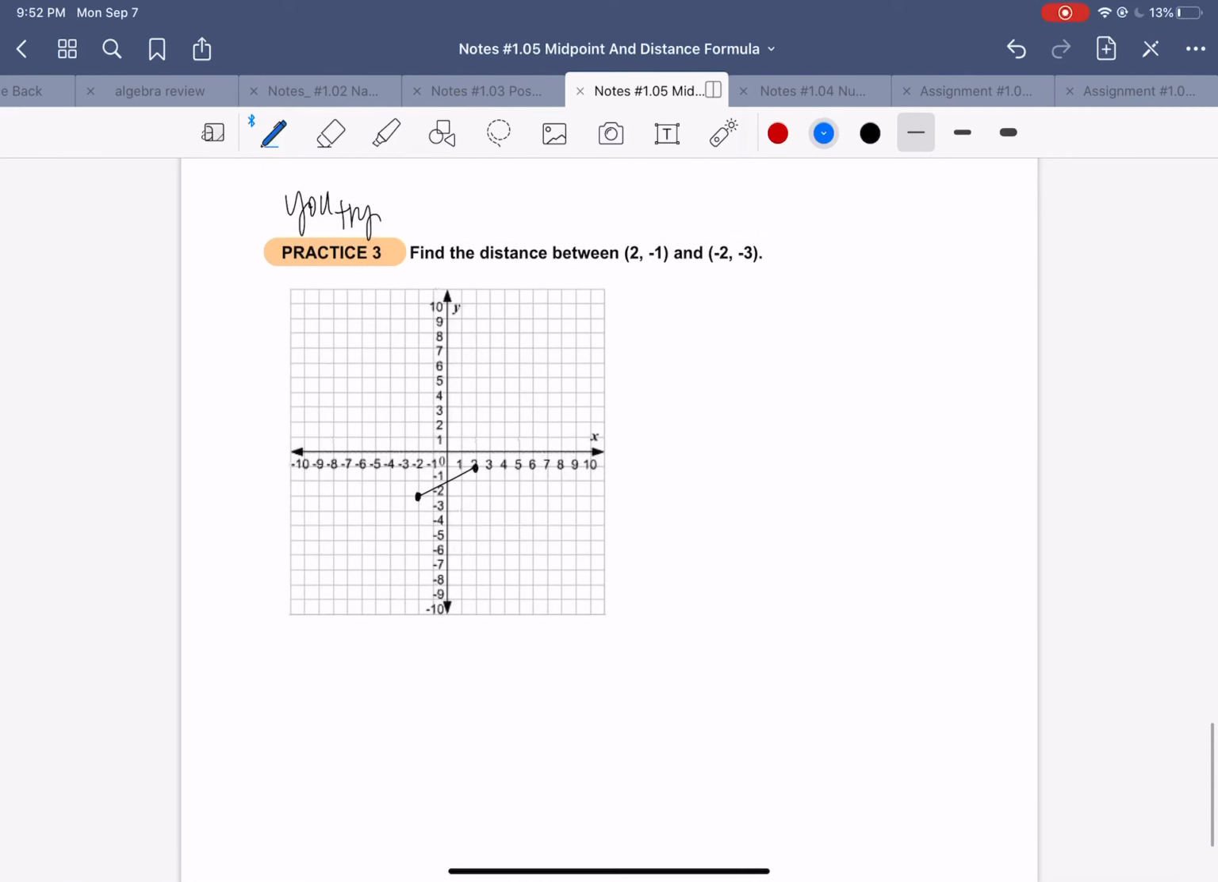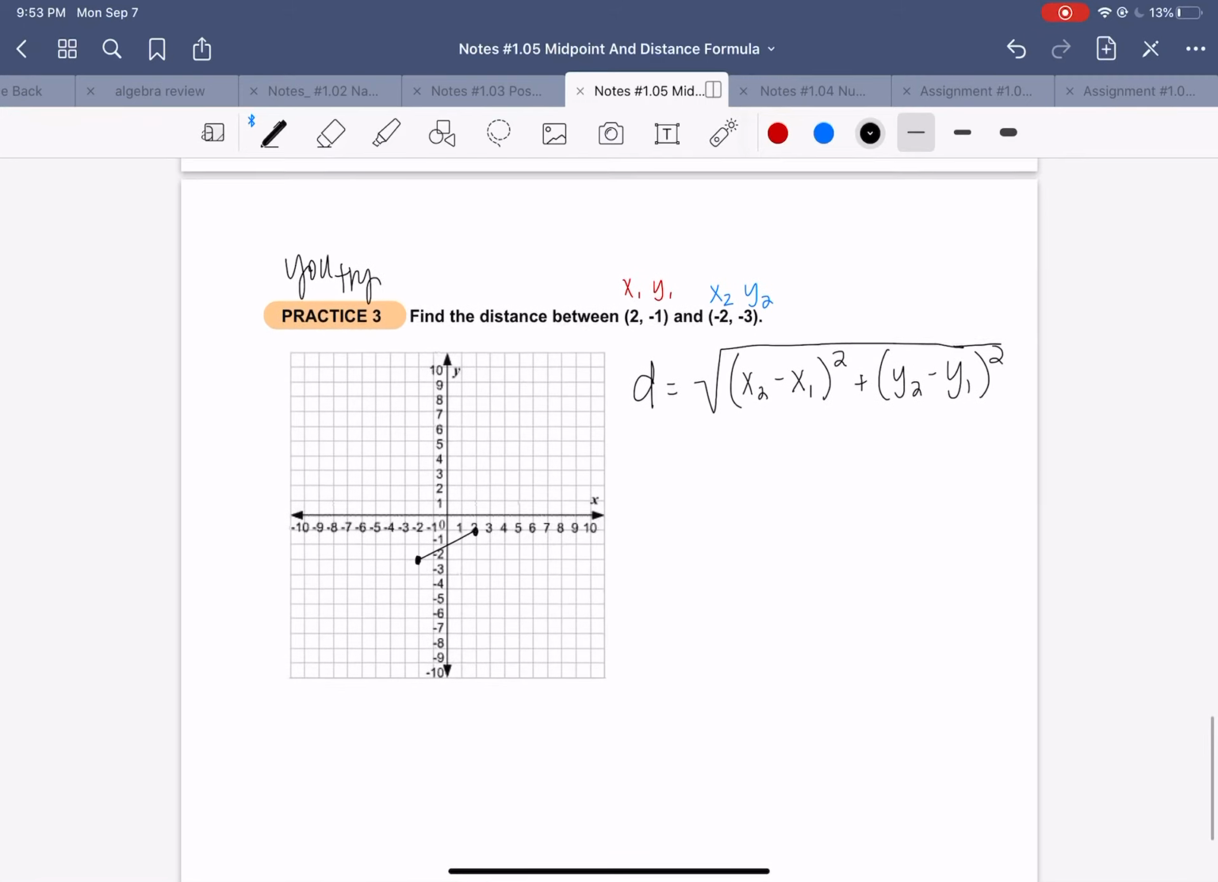Okay, so I want you to try this one. Remember, if you're using the distance formula, we have x1, y1, x2, y2, and your distance formula is the square root of x2 minus x1 squared plus y2 minus y1 squared. Remember, first you want to solve everything in the parentheses first, and then square, then add, then take the square root. I'll write those notes down.